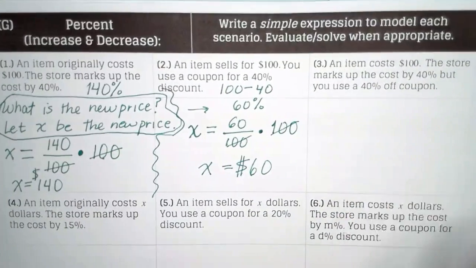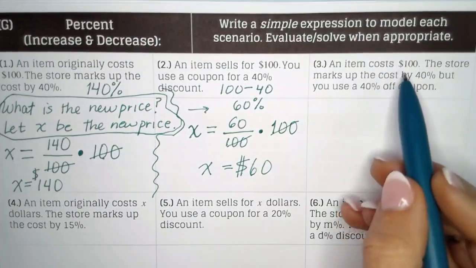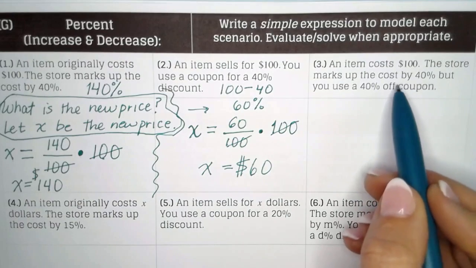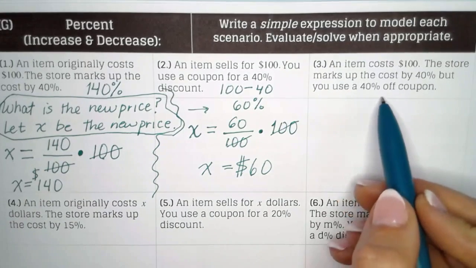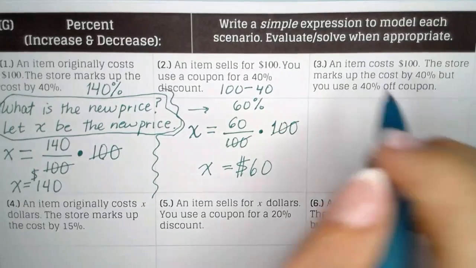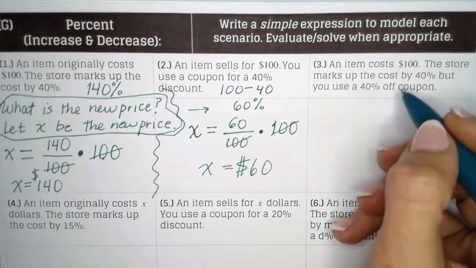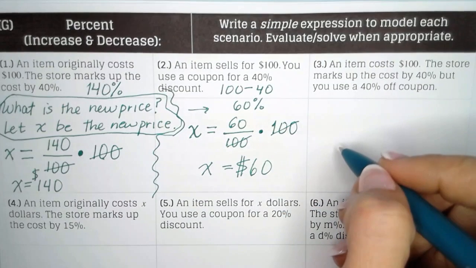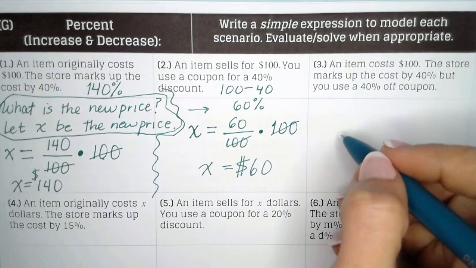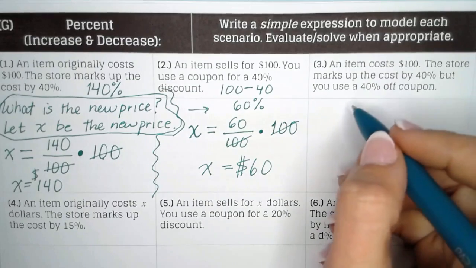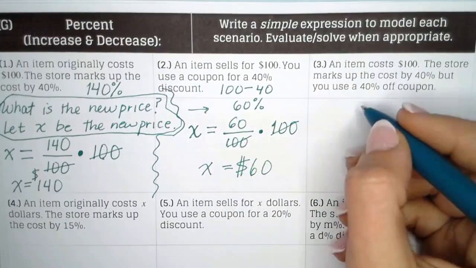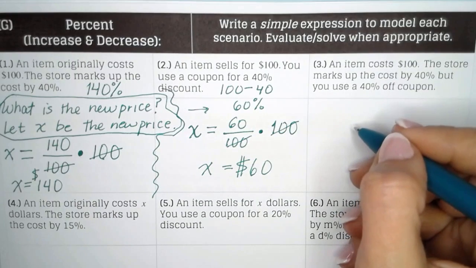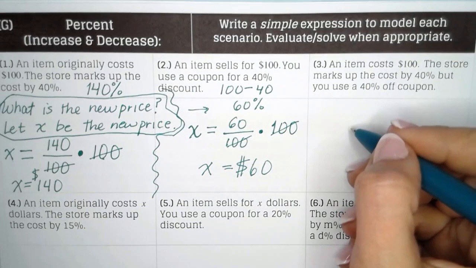Here, third one. An item costs $100. A store marks up the cost by 40%, but you use a coupon for 40% off. Is it going to be $100? Only if you're a sucker. No, don't be a sucker. It does not. So Declan, what do you see happening here? Right, it's a 40% discount of $140. It's not off of 100. So it's off the new price, so it's not the same amount. It doesn't cancel itself out. It doesn't work that way.